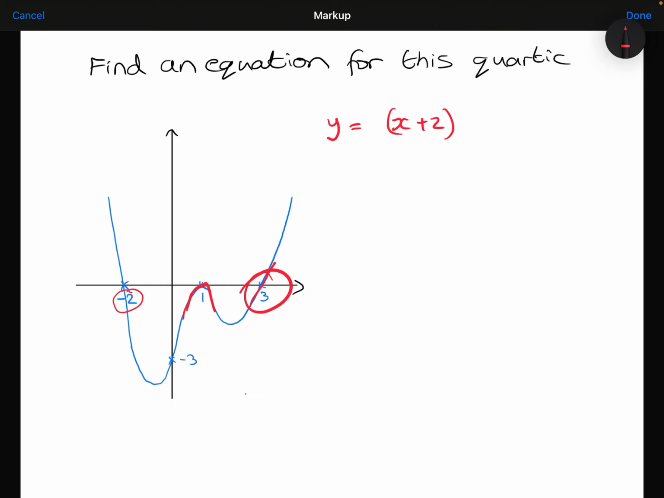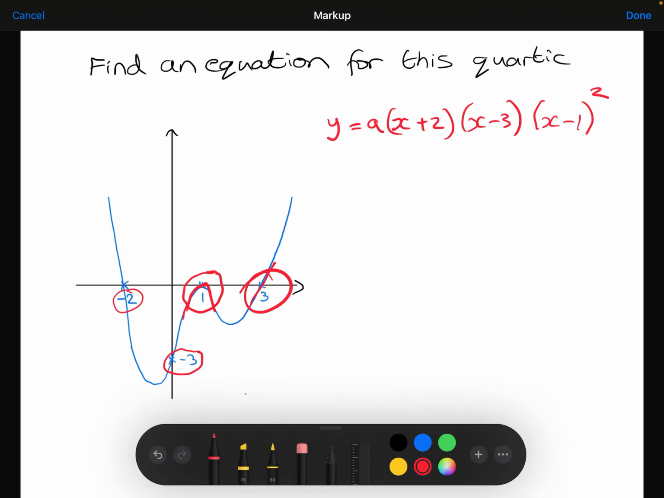Because of the 3 over here, that's making me think that x minus 3 is a factor. And then because of the repeated root at 1, that's making me think about x minus 1 squared. Now, so far, I've only looked at the factors. There could be a number at the front there that I need to multiply by. Let's check that to see if that would work, because I can see that my y-intercept right now is minus 3. So when x is 0, y is minus 3.